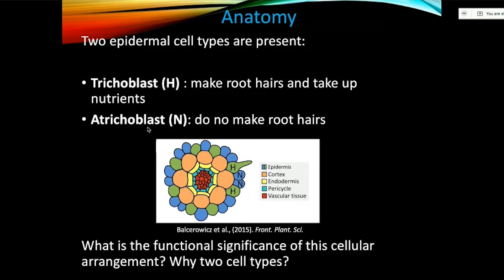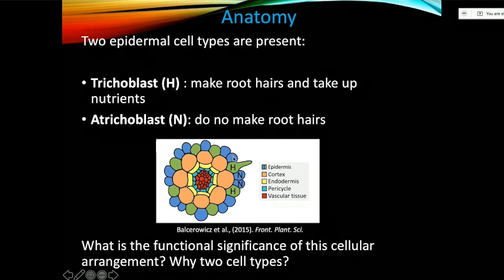So it's very well known that there are two cell types, and we know the genes that are controlling the creation of each of these hair and non-hair cells. So we know about how the pattern is constructed. But what we know less about is why this pattern exists in the first place. So what is the functional significance of this cellular arrangement? Why are there two cell types, and why are they located in the positions that they are?